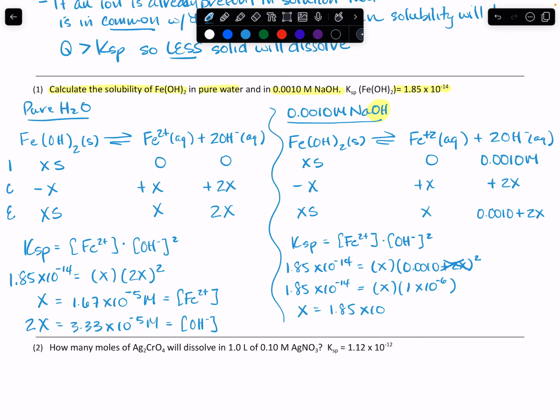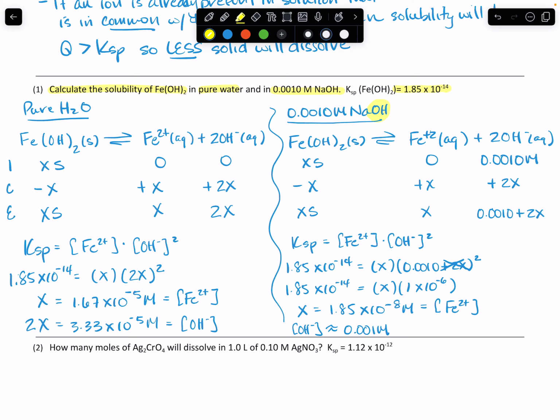1.85 times 10 to the negative 8 molar, and that is the concentration of iron 2+ in solution. If I were to take this value, double it, and then add it to 0.001, we find that the concentration of hydroxide is basically still 0.001 molar. So again, nearly irrelevant. If you want to check, take your answer, 1.85 times 10 to the negative 8, double it, then divide it by the 0.001, multiply it by 100, and you'll find that you are much, much lower than 5%. So your assumption is valid here.